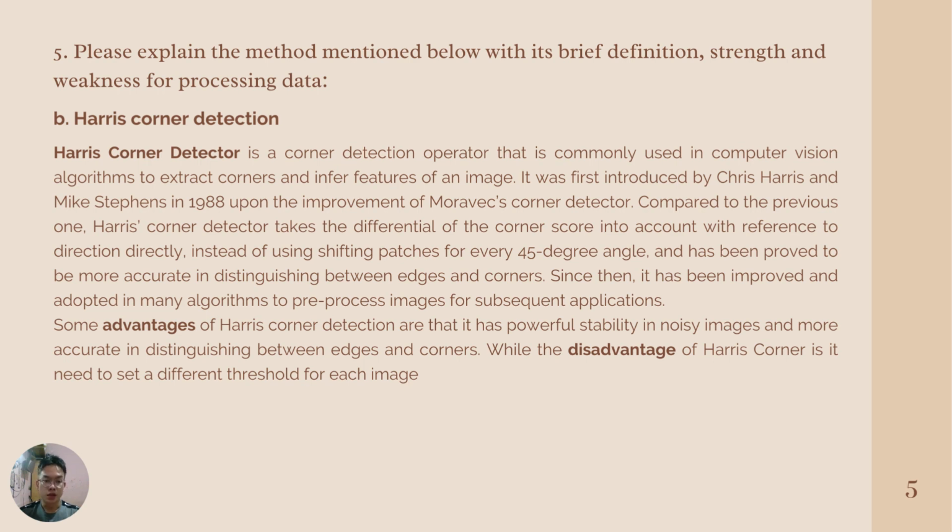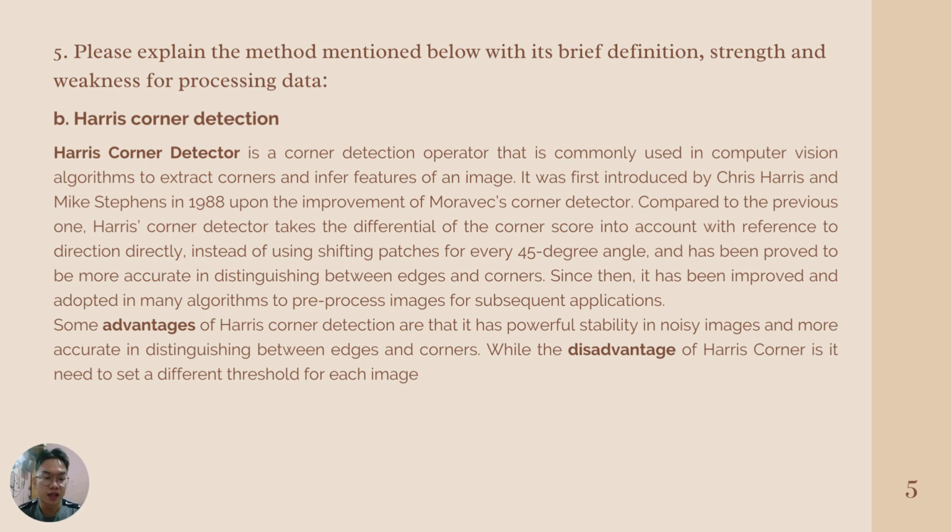Compared to the previous one, the Harris corner detector takes the differential of the corner score into account with reference to direction directly, instead of using shifting patches for every 45-degree angle, and has been proved to be more accurate in distinguishing between edges and corners. Since then, it has been improved and adopted in many algorithms to pre-process images for subsequent applications.